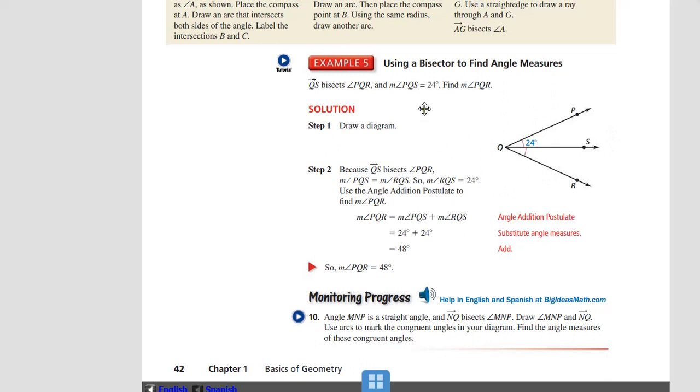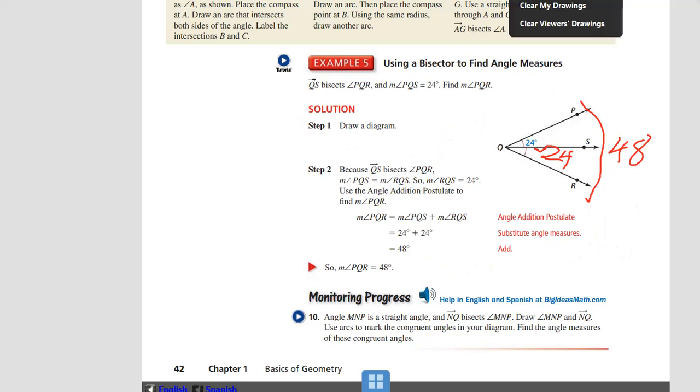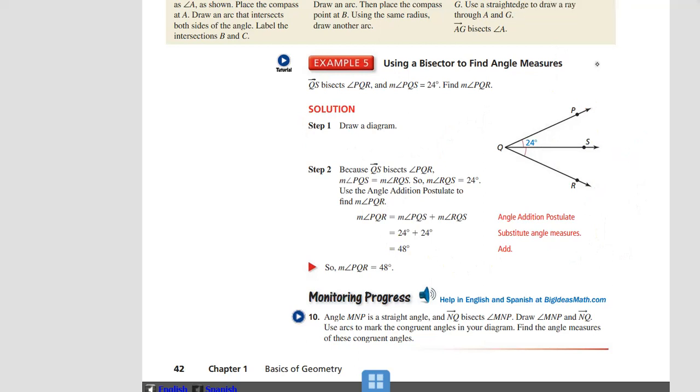If they tell you, here it says, using a bisector to find angle measures. If this is a bisector, that means it cuts it exactly in half. So that means if this is 24, that makes this have to be 24. And it means the whole thing has to be 48. They took a long time to say it, but that's what they're saying. Okay, that was the bottom of that.